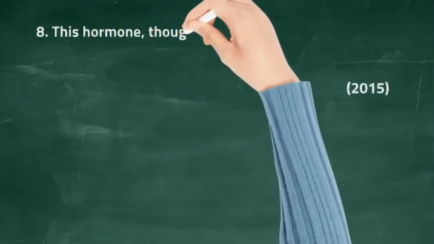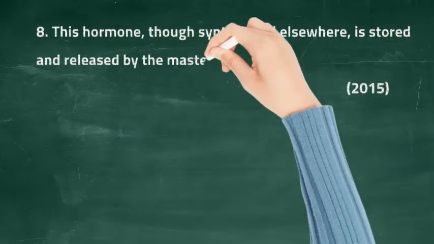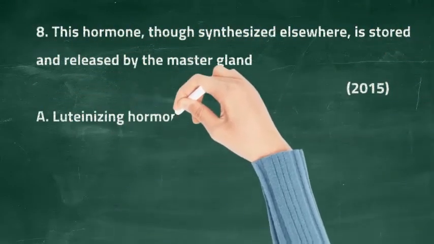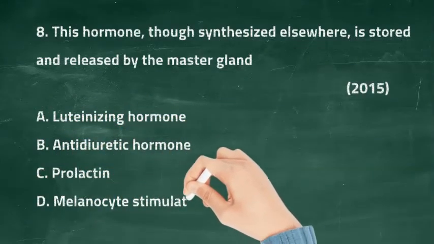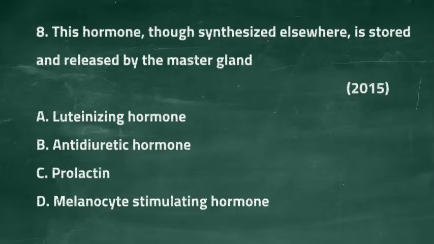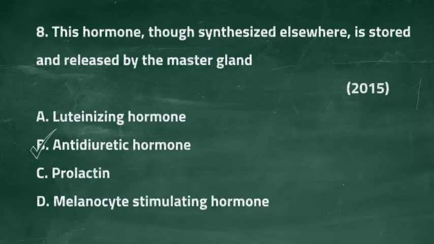Question 8. This hormone, though synthesized elsewhere, is stored and released by the master gland. Option A is luteinizing hormone, option B is antidiuretic hormone, option C is prolactin, and option D is melanocyte stimulating hormone. So the right answer is option B, antidiuretic hormone.